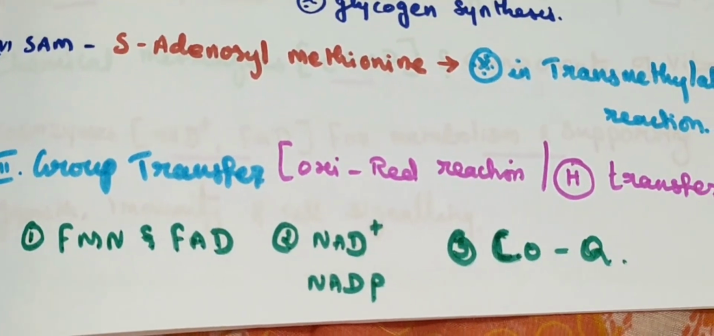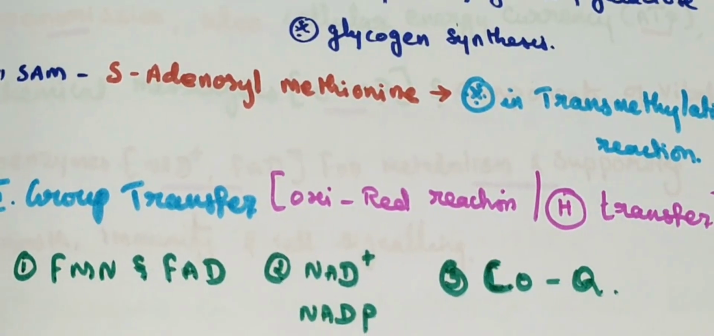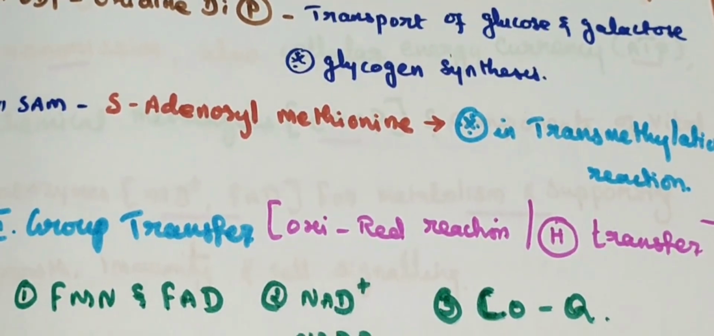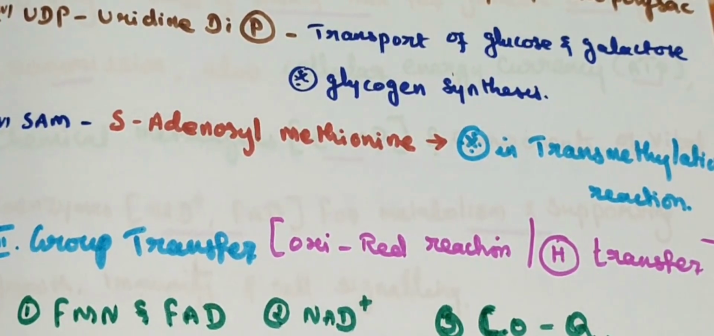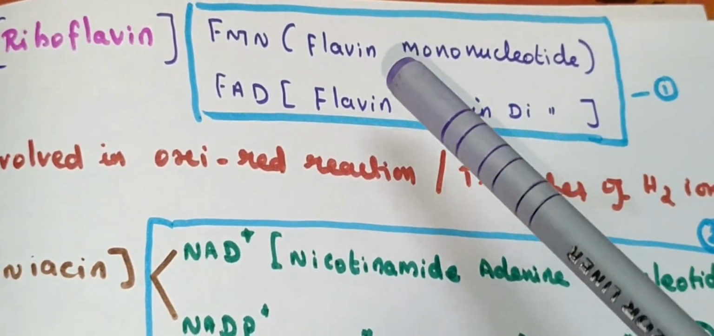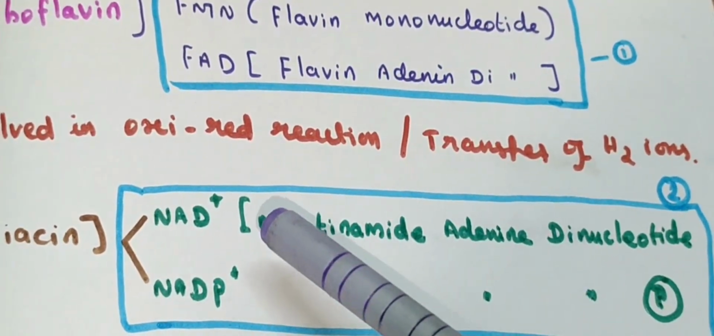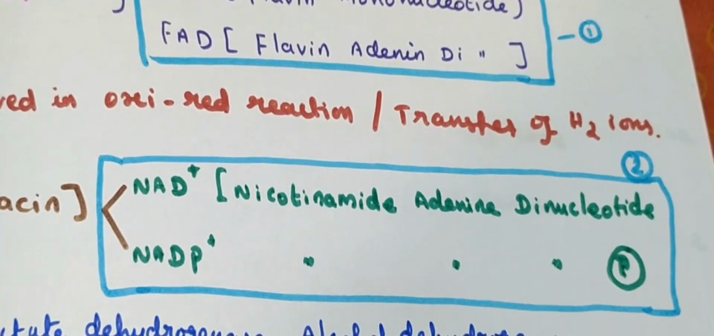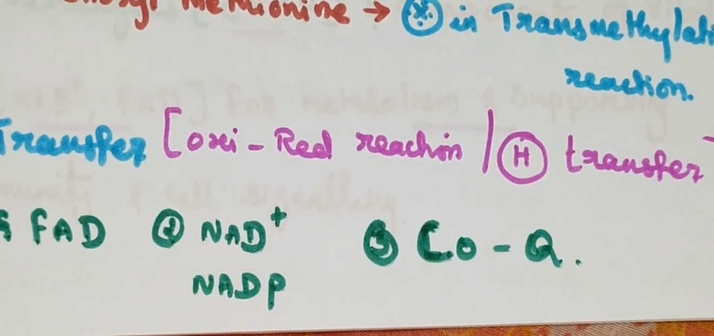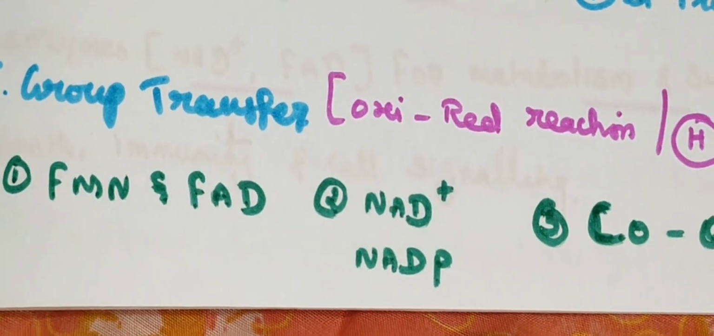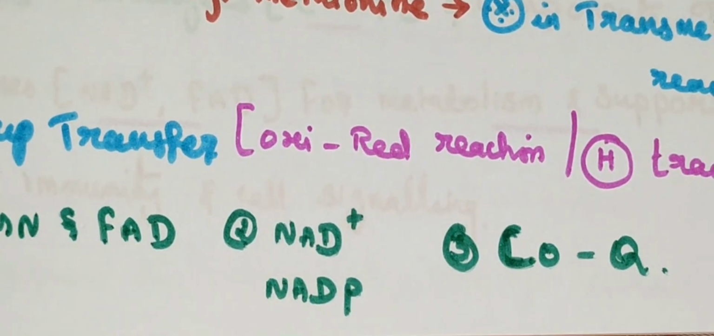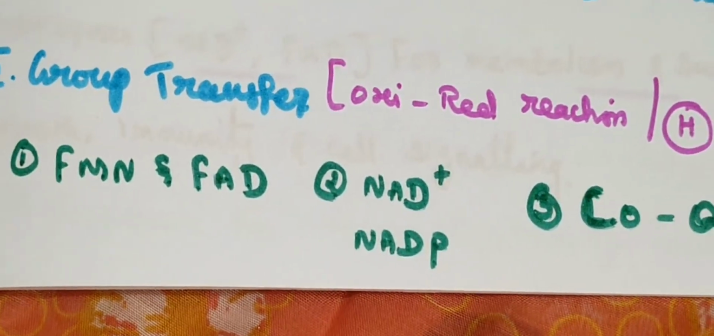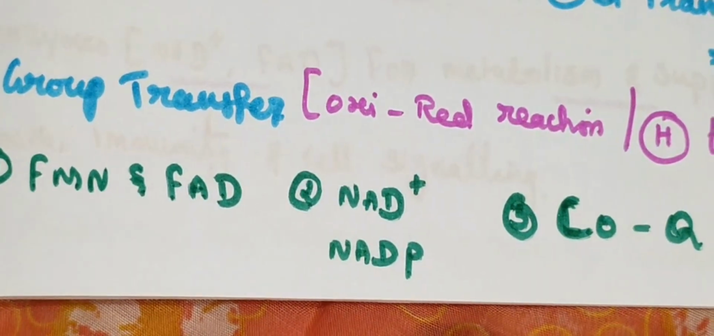Next is group transfer, oxidation, reduction reaction and hydrogen transfer. Here we transfer a hydrogen group. In this one, FMN, FAD, NAD plus and NADP plus, and one more thing, coenzyme Q. So three things are involved in hydrogen transfer: FMN and FAD, NAD plus and NADP plus, and coenzyme Q.